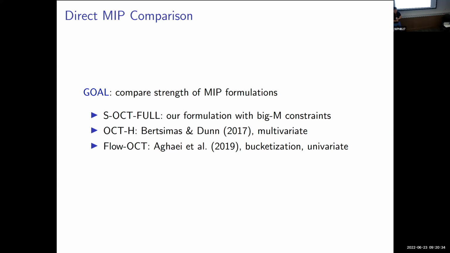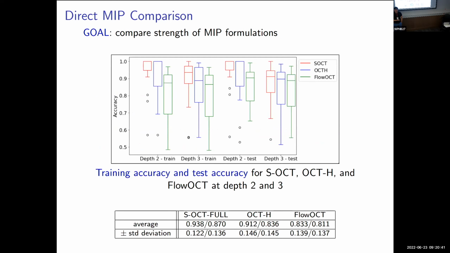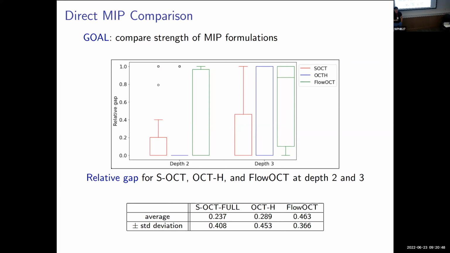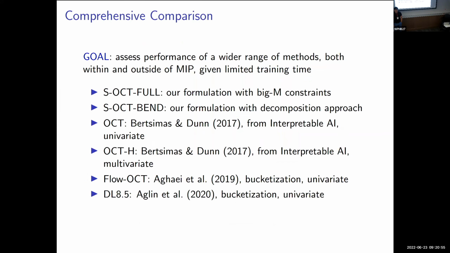FlowOCT is a model that uses binary features, so we have to perform this bucketization step. And what we're looking at is training and testing accuracy, solution times, and the relative gap. Since these are all MIP methods, we can find a relative gap and compare them for these models. The second set of experiments we do is what we call a comprehensive comparison, where we compare against more methods from the literature and really try to establish which one is the best as a machine learning model.